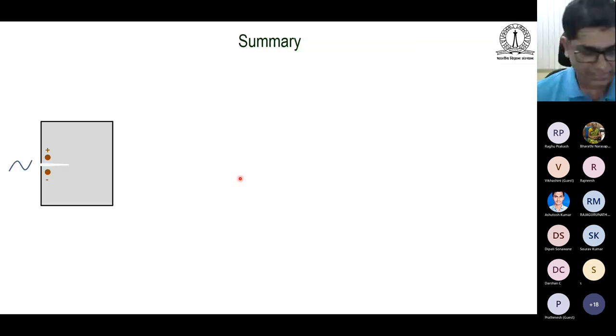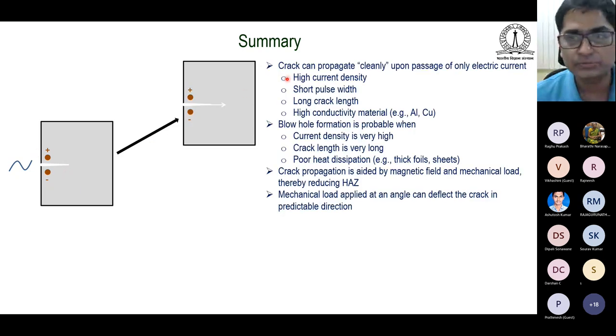So with that, I would like to summarize my talk. What we see here is that if we have a crack in a metallic material, in a conductor, and we pass electric current, one possibility is that the crack can propagate quite cleanly, am I right? That is possible when we pass high current density, short pulse width, long crack length, and high conductivity material.